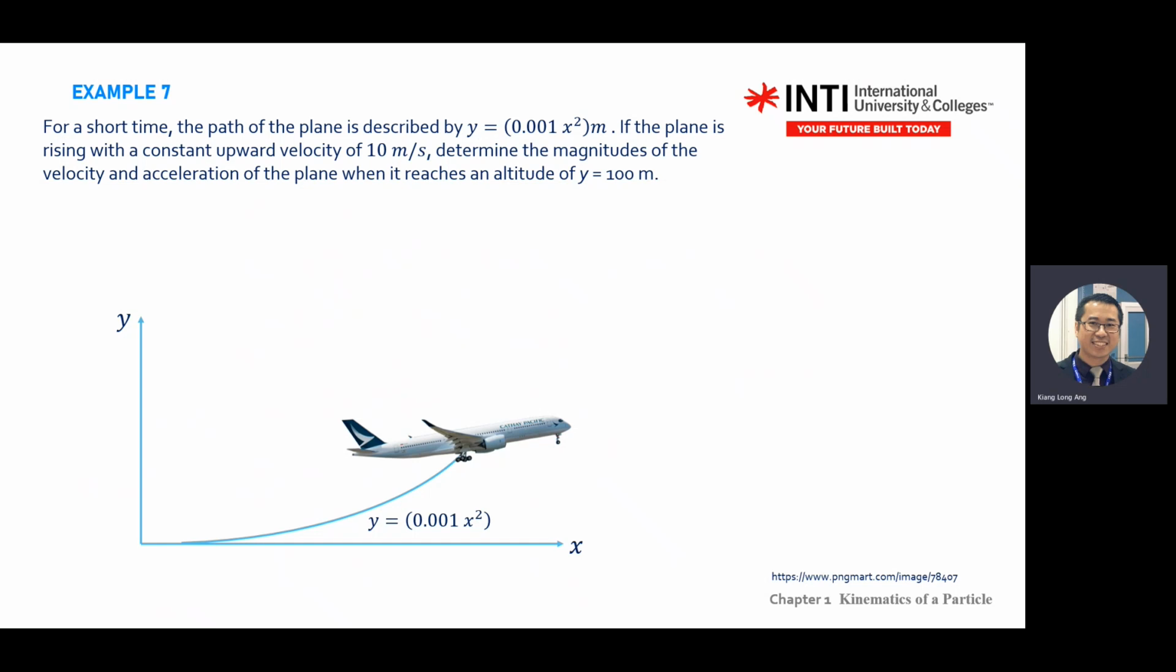So how do you do? Again, same, recall the definition of velocity and acceleration, and then you do integration, then you do the substitution and so on. On the graph, you draw 100 meters just to help you illustrate things. 100 meters is y. So you can find your x location, right? At 100 meters, you can find your x location.